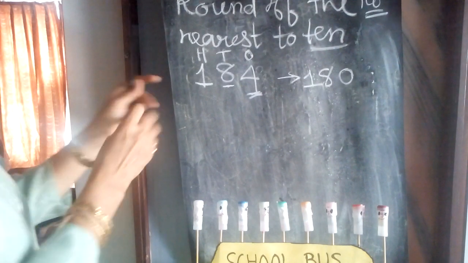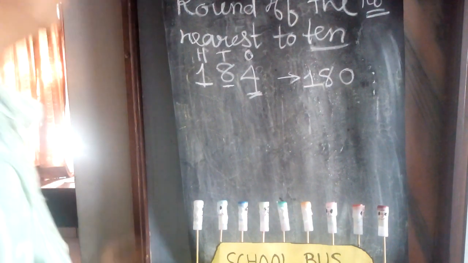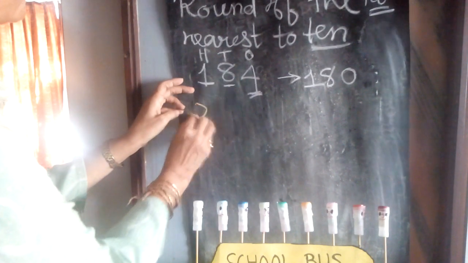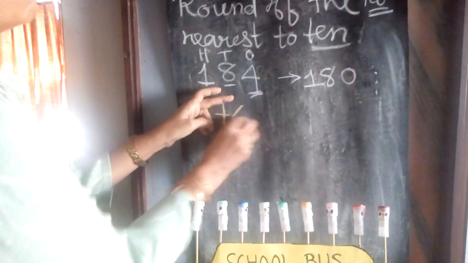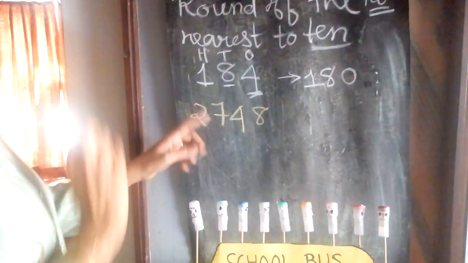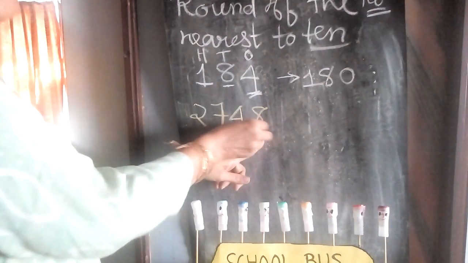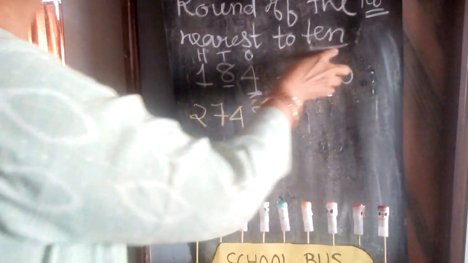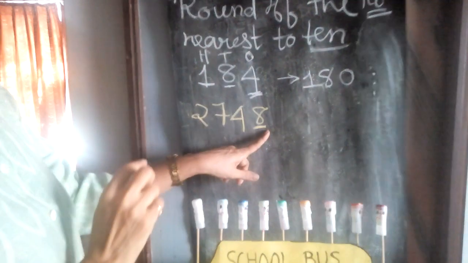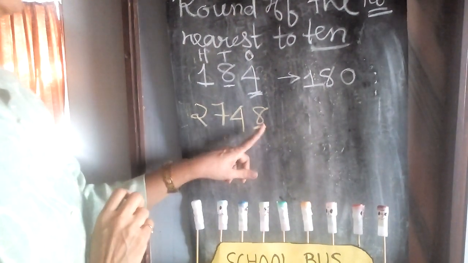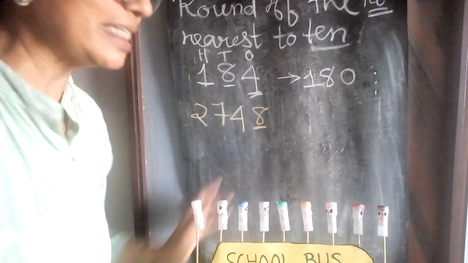Now another example, suppose 2748. Now you have to see the number in the ones place when it is asked to round to the nearest 10. So in the ones place, which number is there? 8. That means 8th standard.